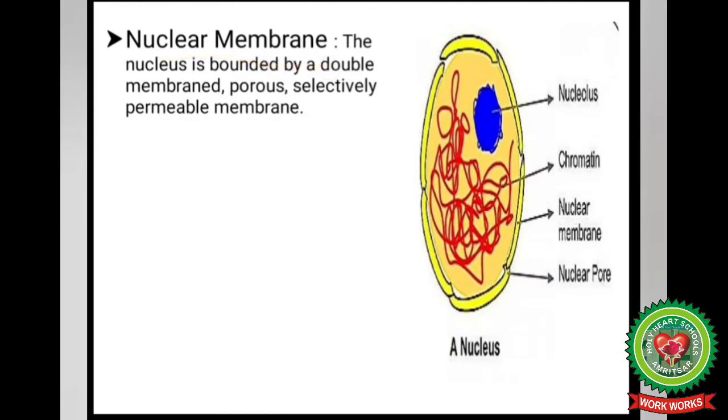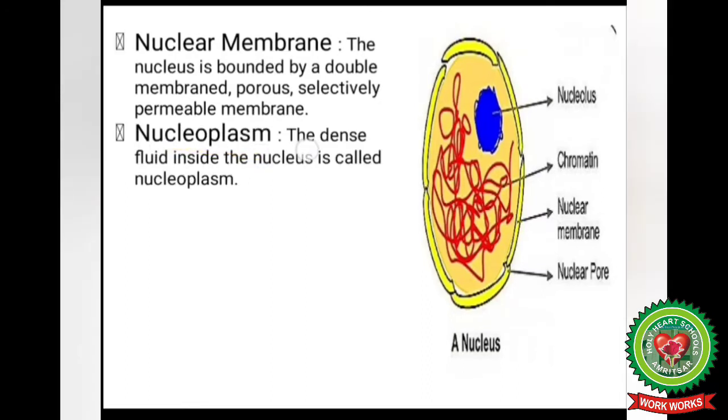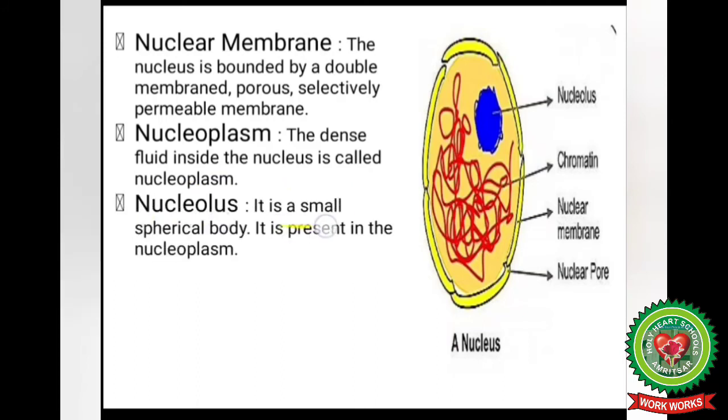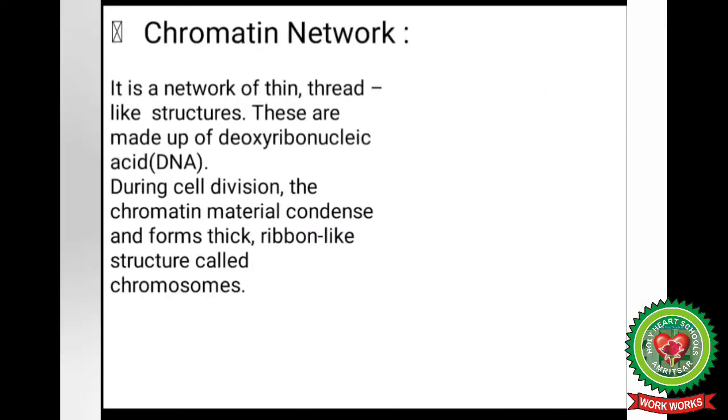Nuclear membrane. The nucleus is bounded by a double-membraned, porous, selectively permeable membrane. Porous means it has pores in it. Selectively permeable means the membrane allows selected material to enter into the cell. Nucleoplasm. The dense fluid inside the nucleus is called nucleoplasm. Nucleolus. It is a small spherical body. It is present in the nucleoplasm.